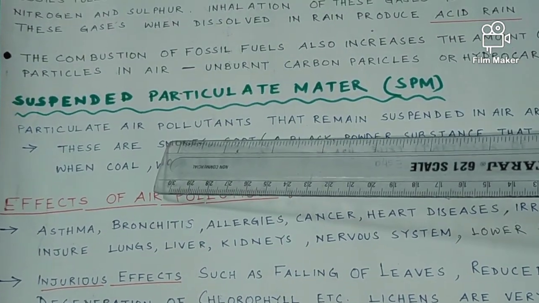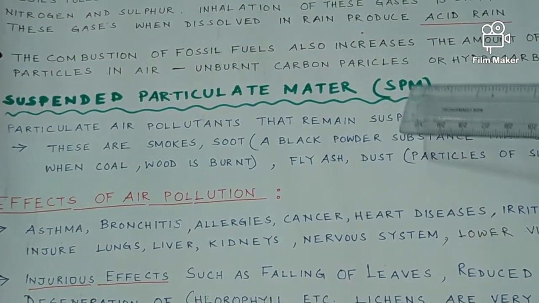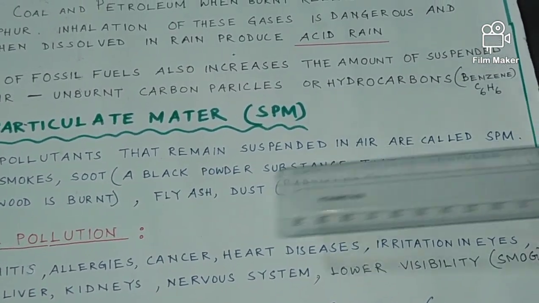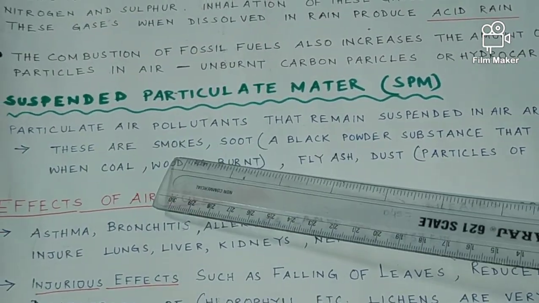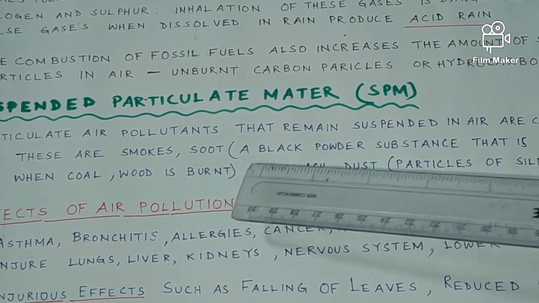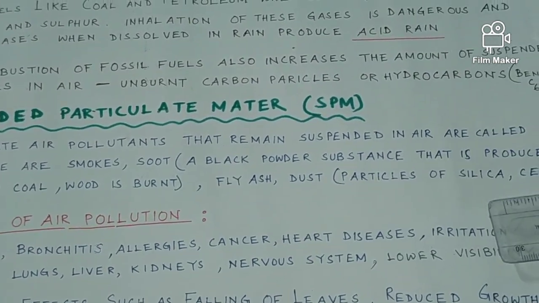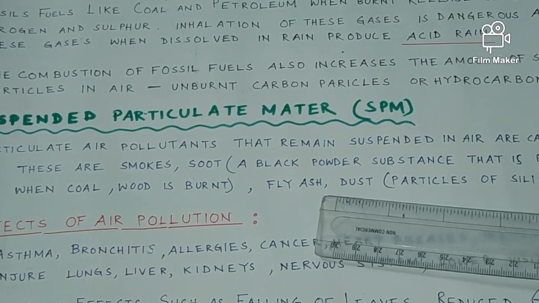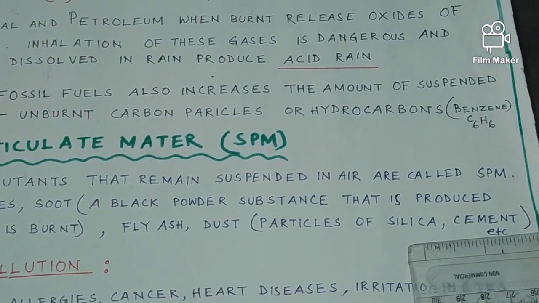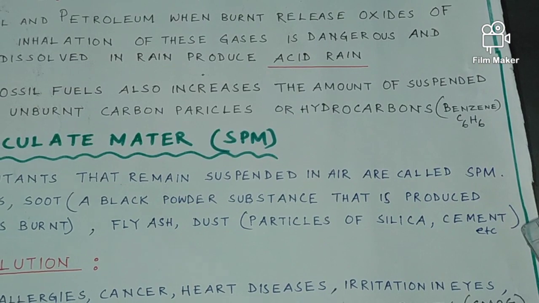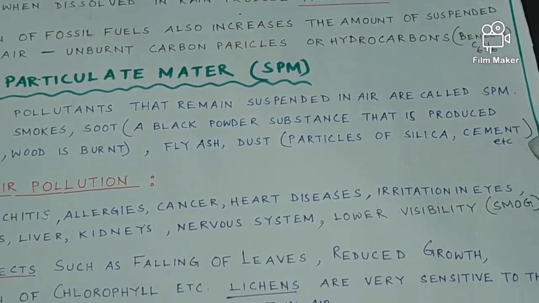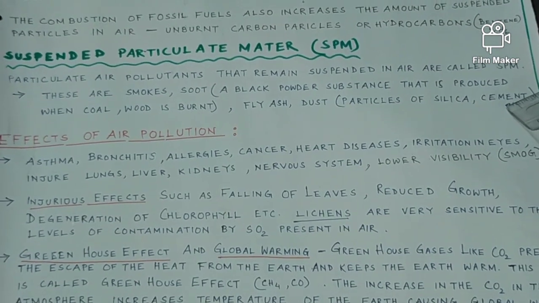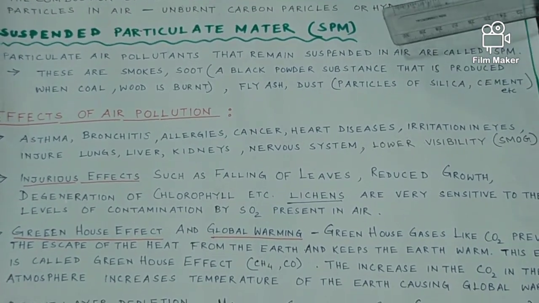So, particulate air pollutants or suspended particulate matter that remain suspended in the air are smoke, soot, which is a black powder substance that is produced when coal and wood is burned, then fly ash, then dust particles like silica and cement dust, asbestos dust, or lead dust. These are the dust particles that will remain suspended in the air.